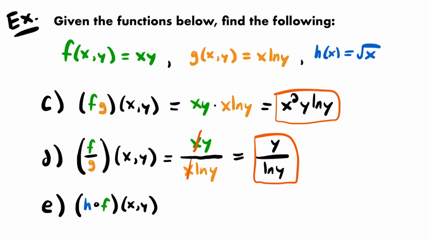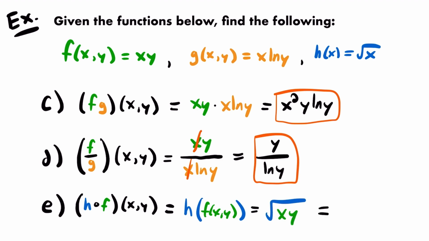Okay, so here's what we're going to get. H of x is the square root of x. So when we plug in f into this function, we're going to replace x with that function, which is x times y. We're replacing every x with this function, so we're going to substitute xy in for x. Really what we're doing here is we're taking h and plugging in f of xy, which will be equal to the square root of x times y.